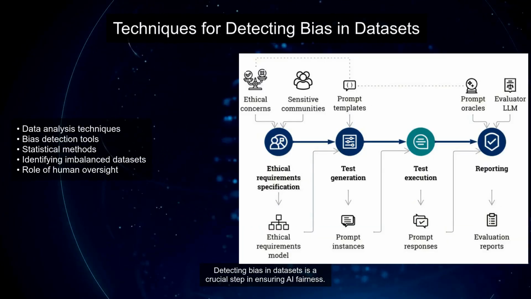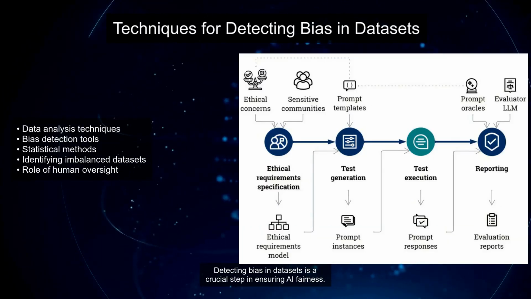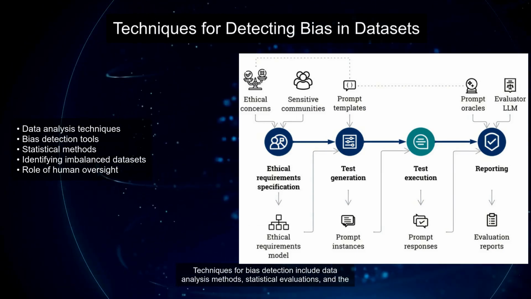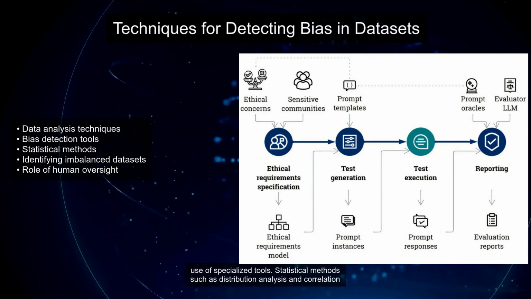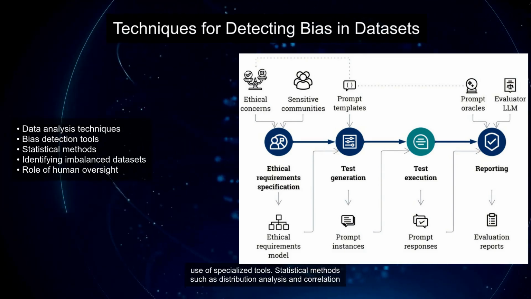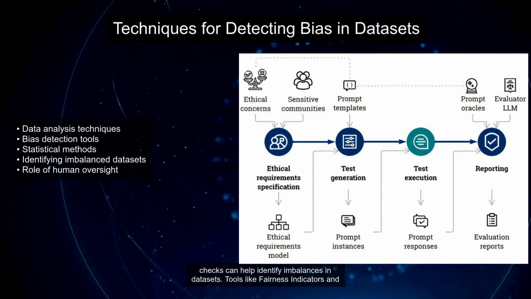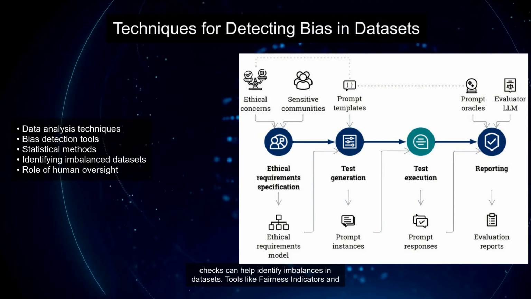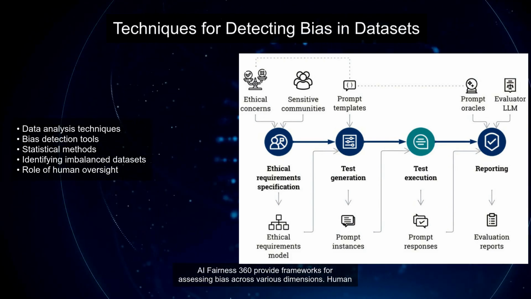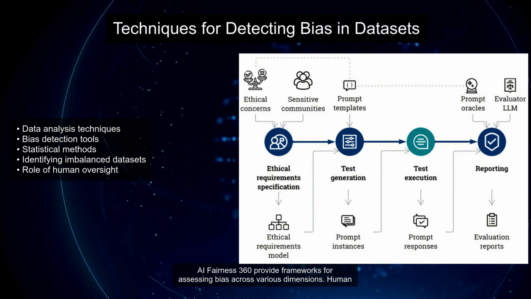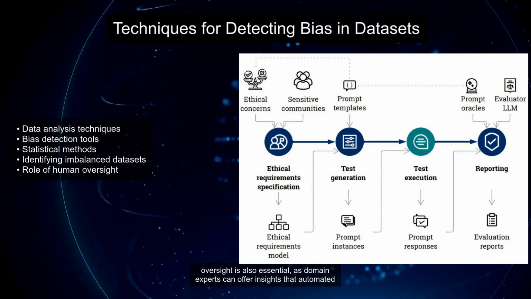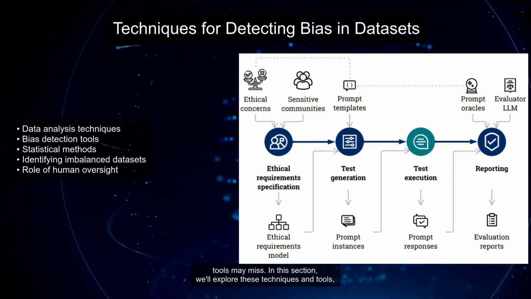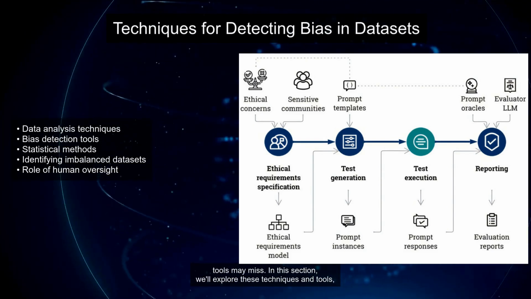Detecting bias in datasets is a crucial step in ensuring AI fairness. Techniques for bias detection include data analysis methods, statistical evaluations, and the use of specialized tools. Statistical methods such as distribution analysis and correlation checks can help identify imbalances in datasets. Tools like Fairness Indicators and AI Fairness 360 provide frameworks for assessing bias across various dimensions. Human oversight is also essential, as domain experts can offer insights that automated tools may miss.